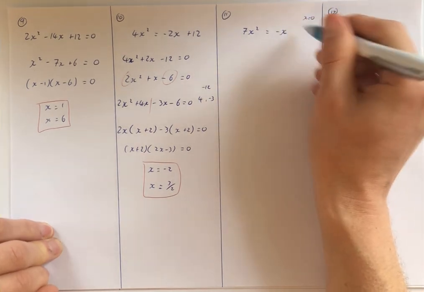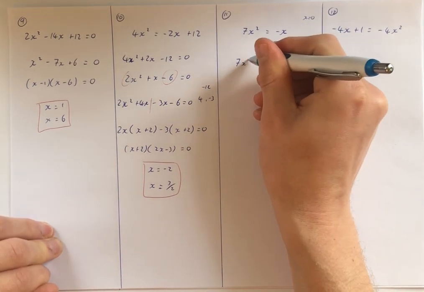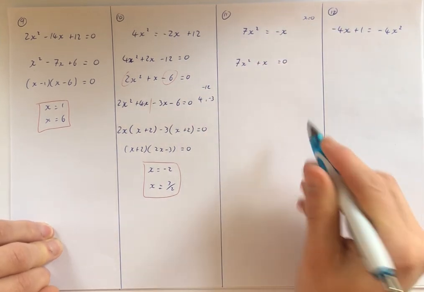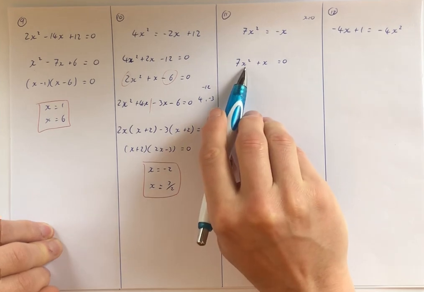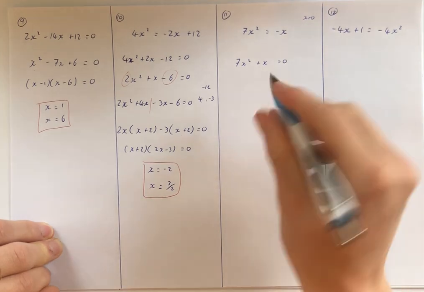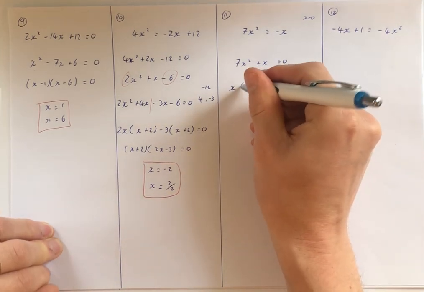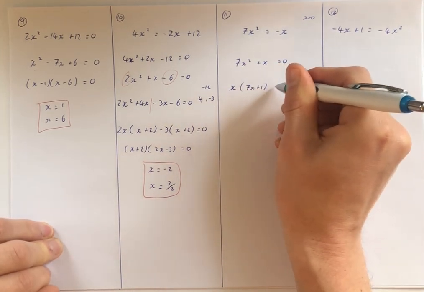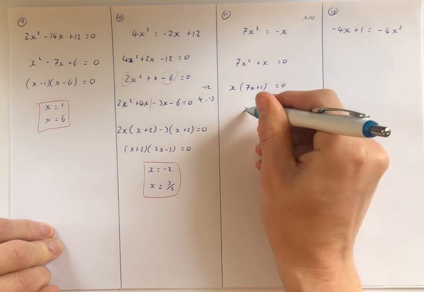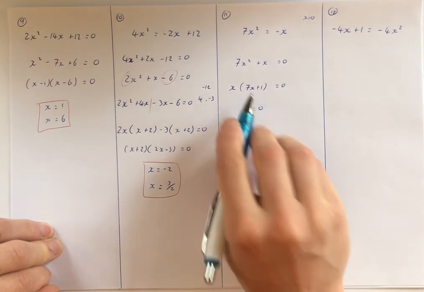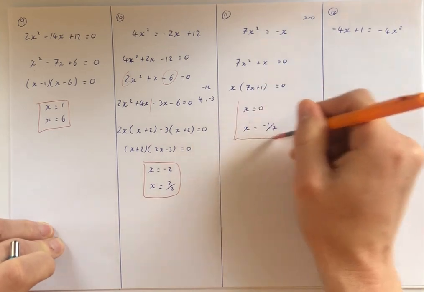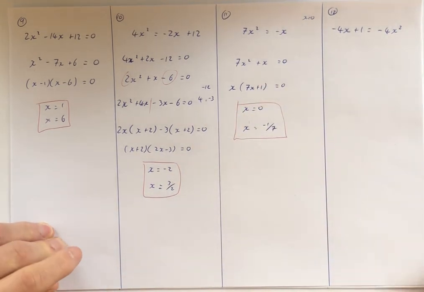The algebraic version of this though would be to go 7x squared and add x, and now it's equal to 0. Now there's no constant term, so what we're going to have to do is just factorise the x out, just like we normally have done before you learned about quadratics. So taking the x out would leave 7x plus 1 in the bracket. And there we have it, x equals 0 is a solution, and x equals negative 1 over 7. And there are our 2 solutions.